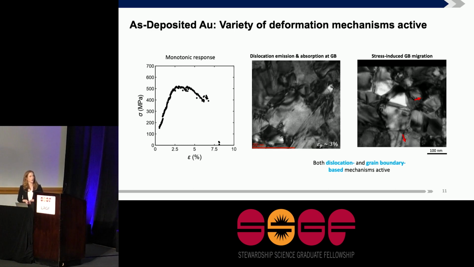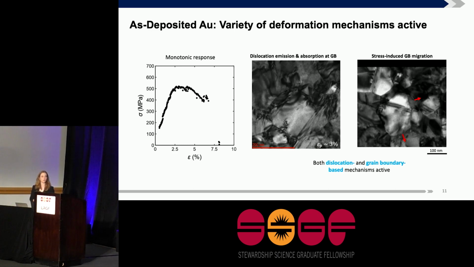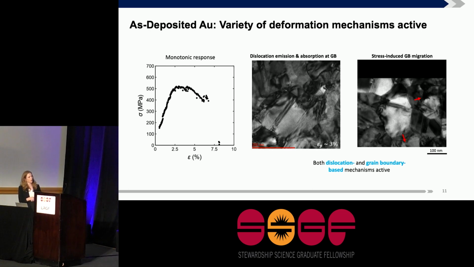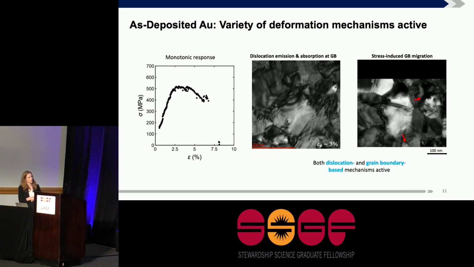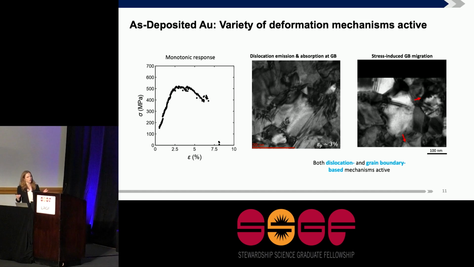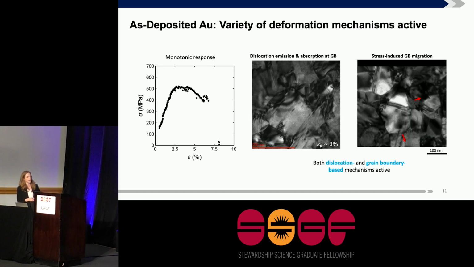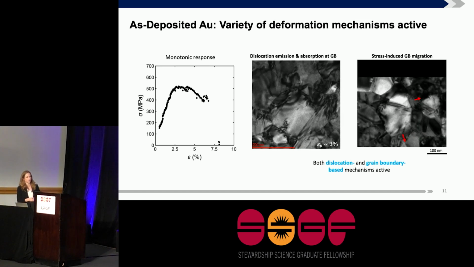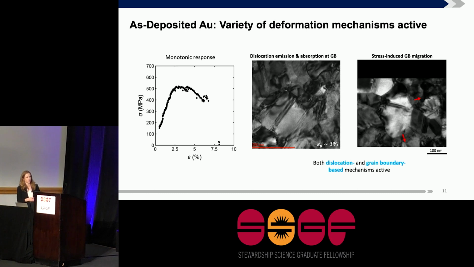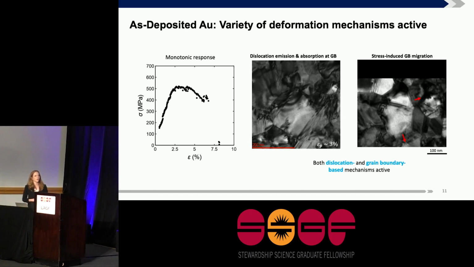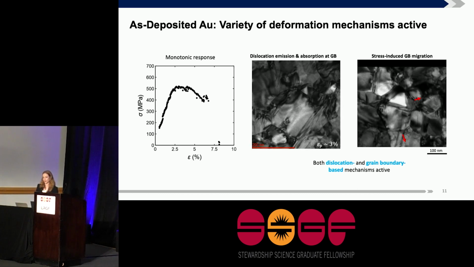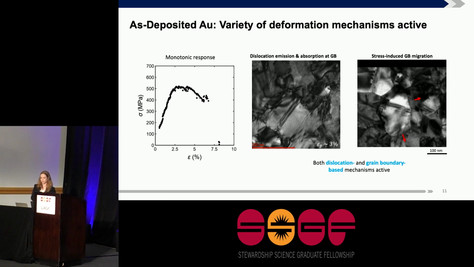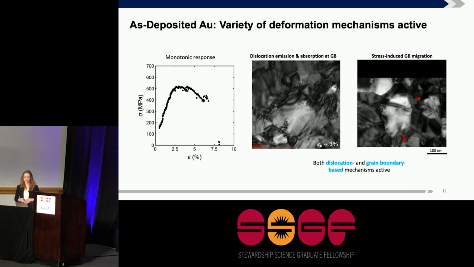Another mechanism that we commonly see is grain boundary migration. So here's a case where these grain boundaries are migrating outwards, leading to a net increase in the grain size of this grain and a decrease in the grain size of the neighboring grain. Once again, this is typical. We do see grain boundary migration in the as deposited or unirradiated case.